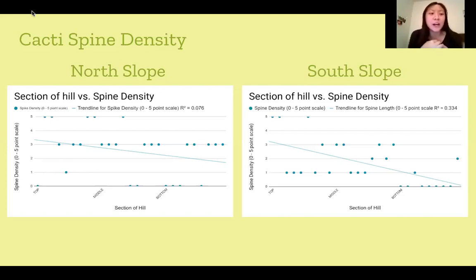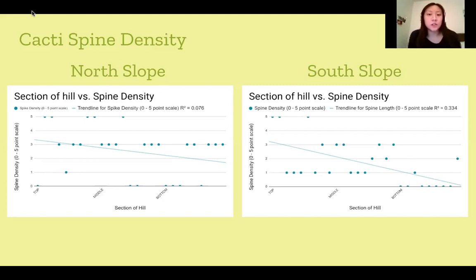We thought that the cacti at the top of the hill would have much longer and more dense spine distribution, just because they have more sunlight and more energy to spend on making longer and more protective spines. And then as you go down the hill, they wouldn't have as much energy, just due to more shade and more competition. But we found that this was true for the south-facing slope.